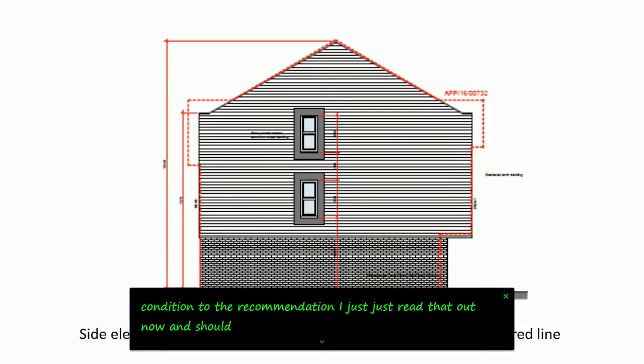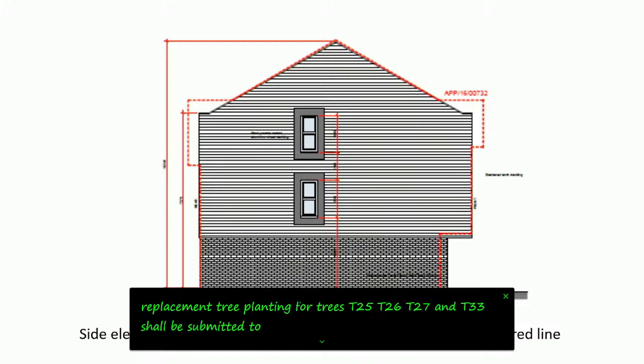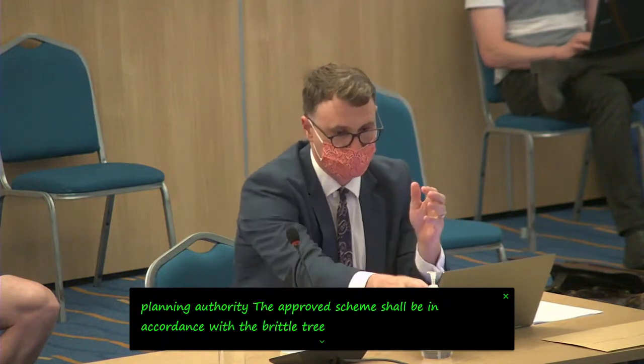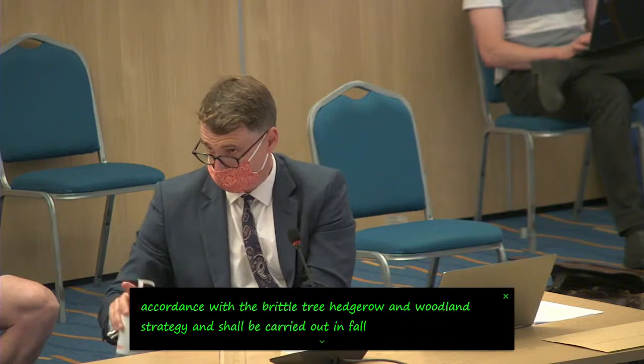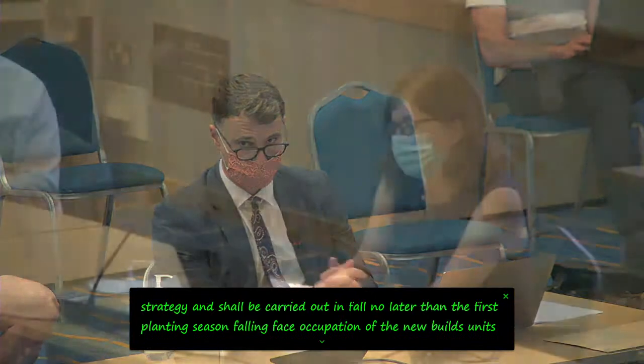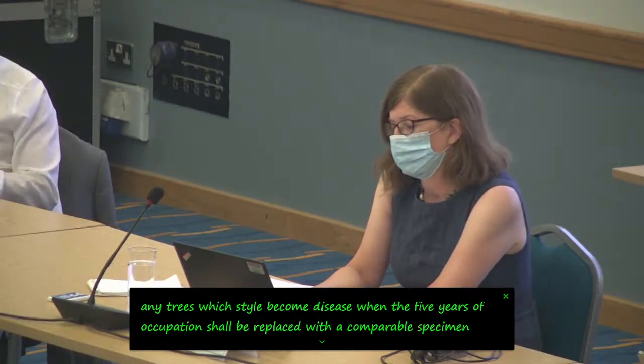It reads: notwithstanding the landscaping set out on drawing DW, SD, SK, JSL, BSTS, R7, prior to commencement of the new build unit, a scheme for replacement tree planting for trees T25, T26, T27 and T33 shall be submitted to and approved in writing by the local planning authority. The approved scheme shall be in accordance with the Wirral tree, hedgerow and woodland strategy and shall be carried out in full no later than the first planting season following first occupation of the new build units. Any trees which die or become diseased within 5 years of occupation shall be replaced with a comparable specimen.